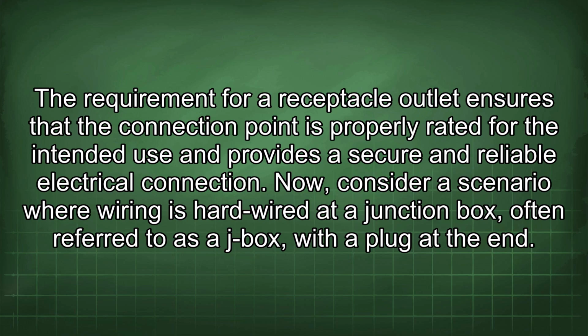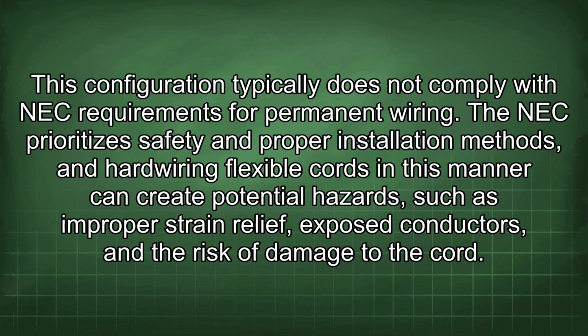Now consider a scenario where wiring is hardwired at a junction box, often referred to as a J-box, with a plug at the end. This configuration typically does not comply with NEC requirements for permanent wiring. The NEC prioritizes safety and proper installation methods, and hardwiring flexible cords in this manner can create potential hazards such as improper strain relief, exposed conductors, and the risk of damage to the cord.